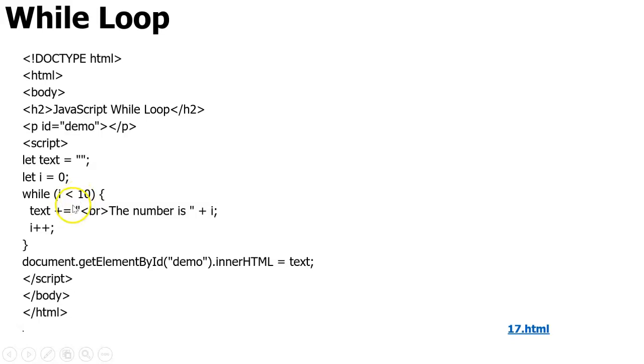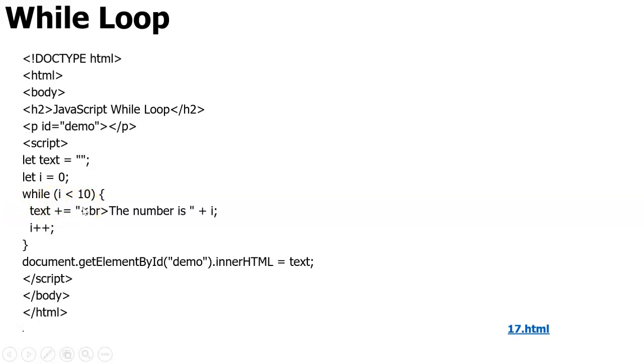Here, first when i is 0, you print something, then after printing you increment the value. You keep on incrementing until the value becomes 10. This while loop gets executed. If the condition fails, it will not get executed, which means before getting into the loop itself, the condition will be checked first.